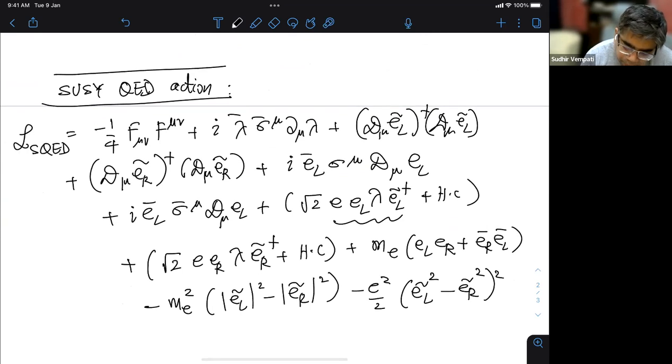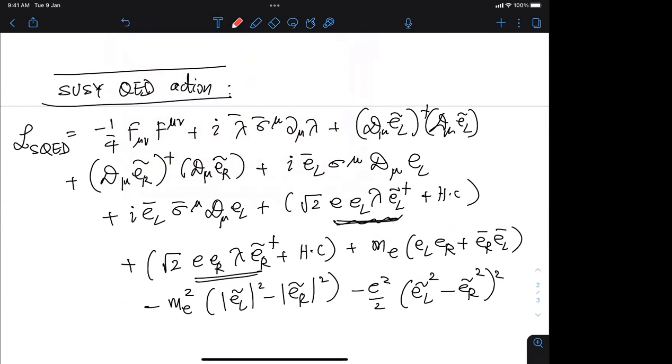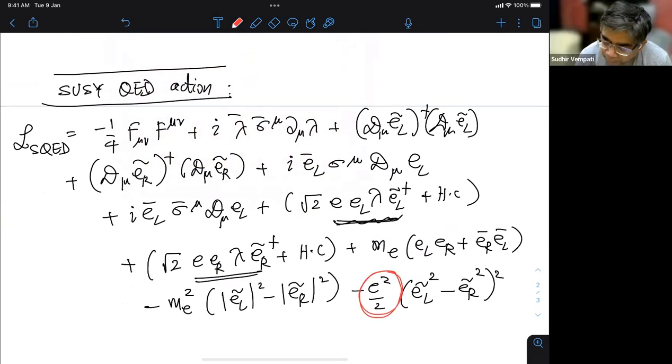L SQED, the supersymmetric QED. It's different from ordinary QED because you have a bonus. You have these new Yukawa-like couplings. And the second bonus is that this coupling is no longer a free coupling. Okay, the quartic coupling is no longer a free coupling, but it is given by the gauge interactions. These are the two main differences you see.